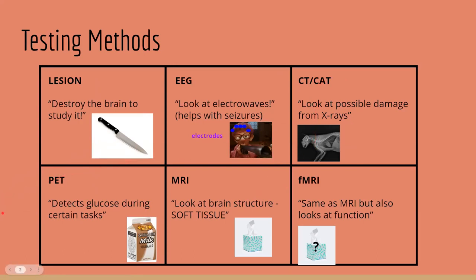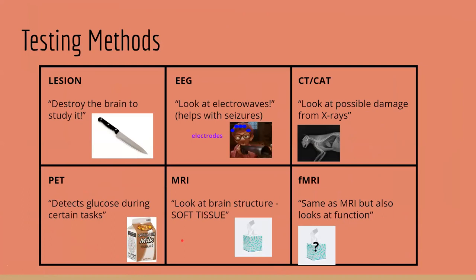PET exam, it detects glucose during certain tasks. Glucose is also known as sugar, and I don't know about you, but I had these at my elementary school, and PET milk. So that's what it makes me think of. There's sugar in that thing. PET scan.